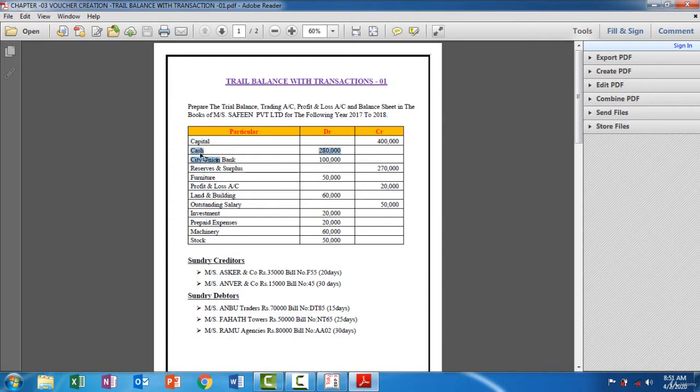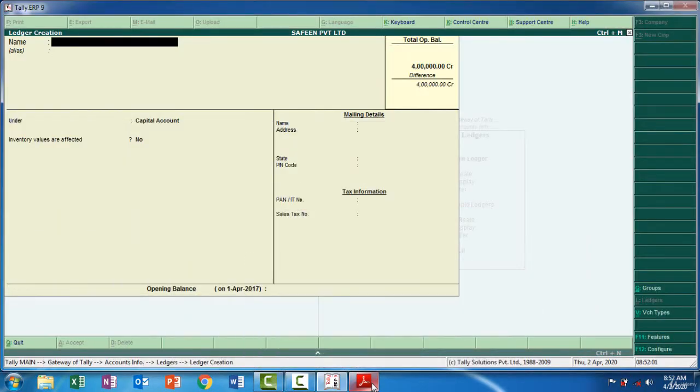The second one is cash 280,000. So the cash, I'm going to put 280,000 cash. Cash is a default account, so I'm going to press the page up key. I can see that cash account, so I'm going to enter the amount 280,000 in the cash account. Then I accept yes.